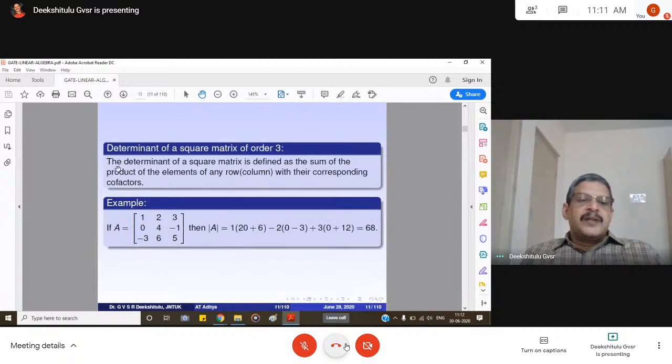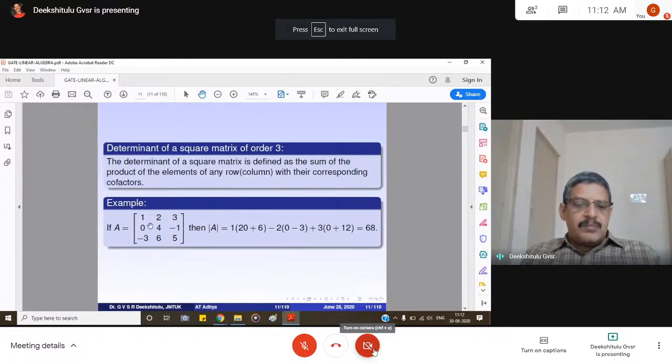Determinant of the matrix. The determinant of a square matrix is defined as the sum of the product of the elements of any row or column with the corresponding cofactors. So you can find the determinant of a matrix about any row or any column, either this row, this row, this row, this column, this column, this column.